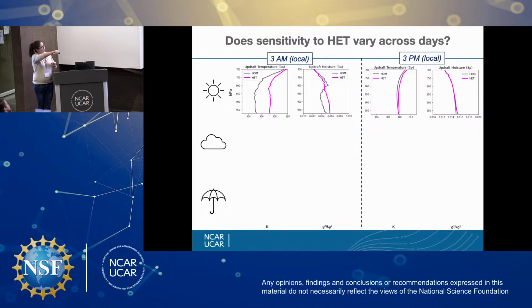So if I can get this pointer to work. Oh, that's fine. Hey, awesome.